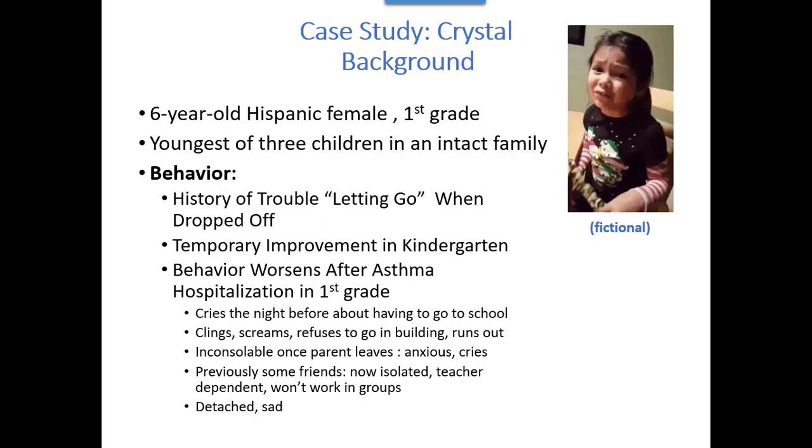Whenever Mama tries to drop her off, she does not respond well. She got a little better in kindergarten, but when she started 1st grade, she started to have asthma problems and was hospitalized. So she started to weep the night before and cling. She won't go into the building, and she's just inconsolable and isn't working with the children, isn't doing anything else. She's just sad.